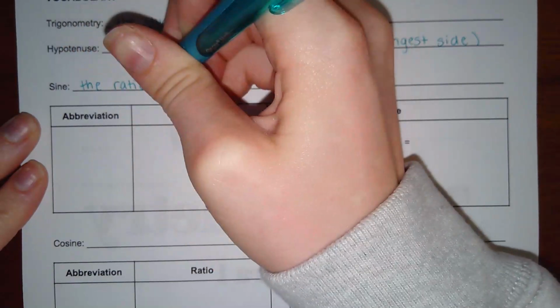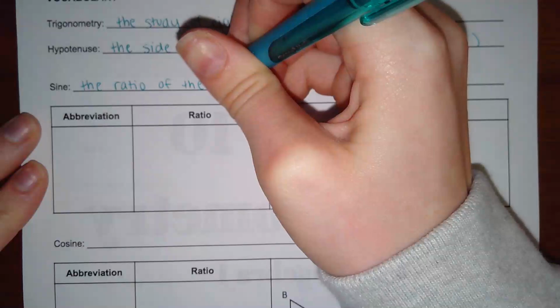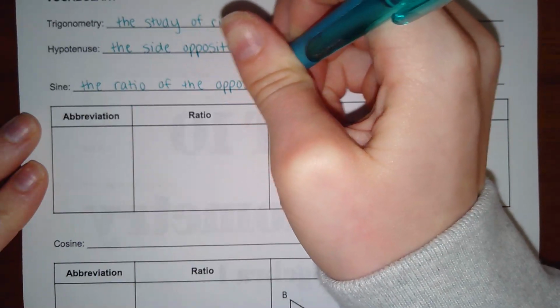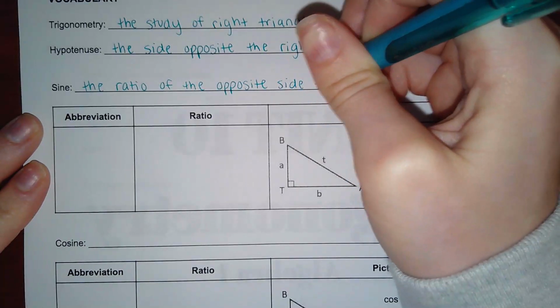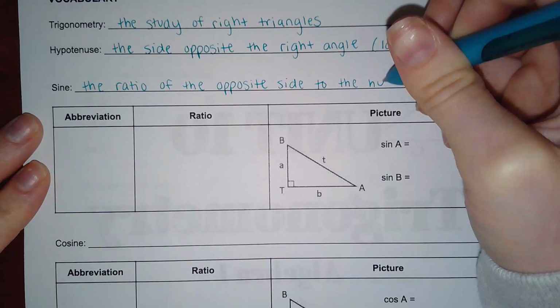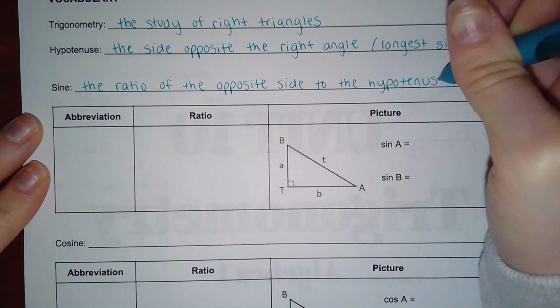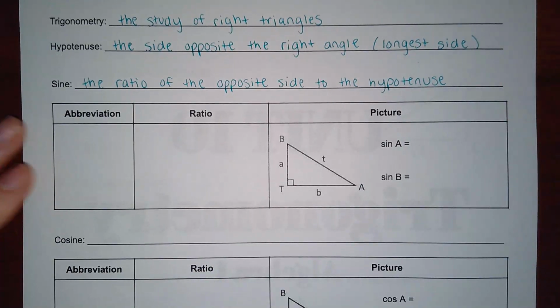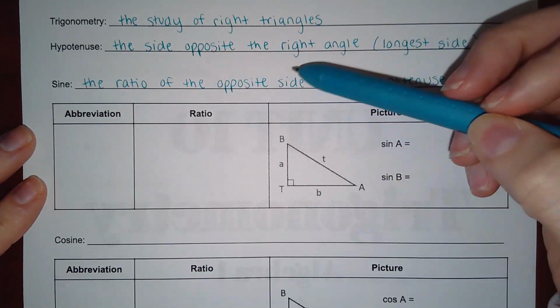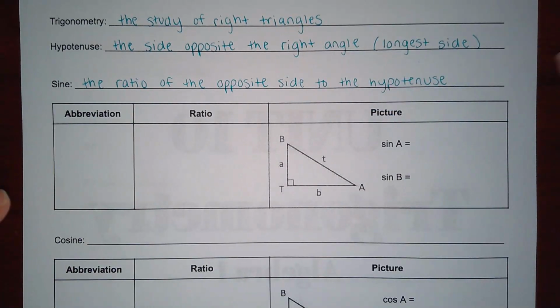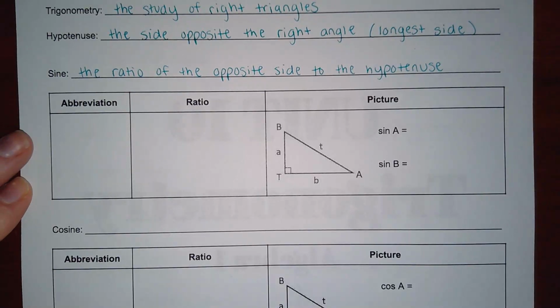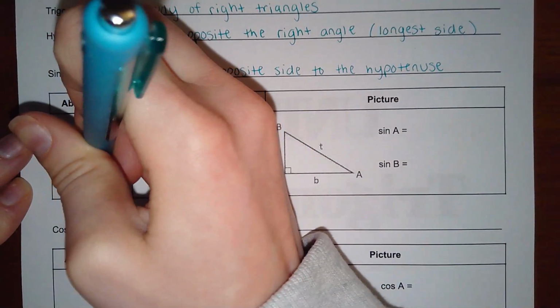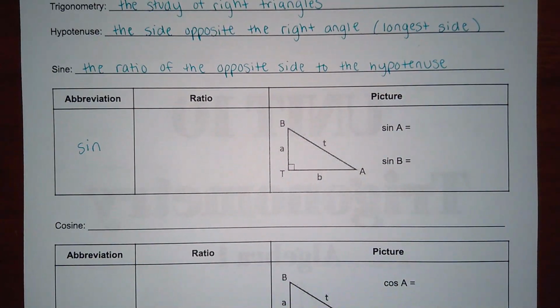Sine is the ratio of the opposite side to the hypotenuse. So there's two sides we're kind of looking at for sine. It's going to be the opposite side and the hypotenuse. Those will be two of the sides of the right triangle. Our abbreviation for sine is the first three letters, S-I-N. When you see S-I-N, that means sine, not sin, but if you say sin, that's okay. So this will be the sine.